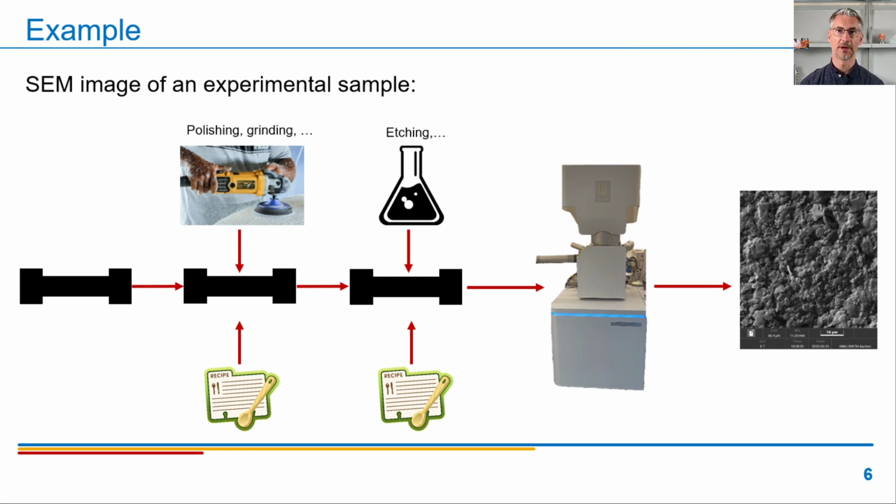And then followed by this we may have an etching step, and that again is defined by a protocol. For example, what kind of chemicals do we use and how long do we apply these chemicals for. And then we can of course combine those two protocols, and that describes exactly how we prepare our sample before we put it into the electron microscope.